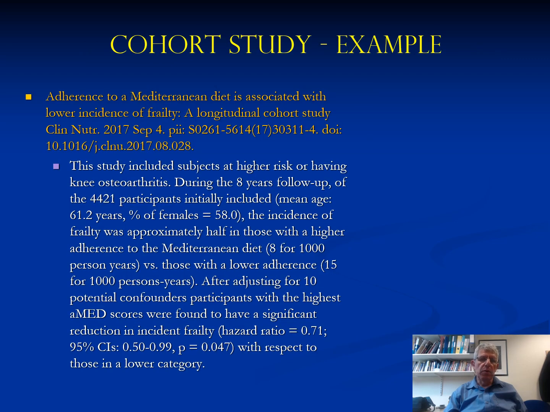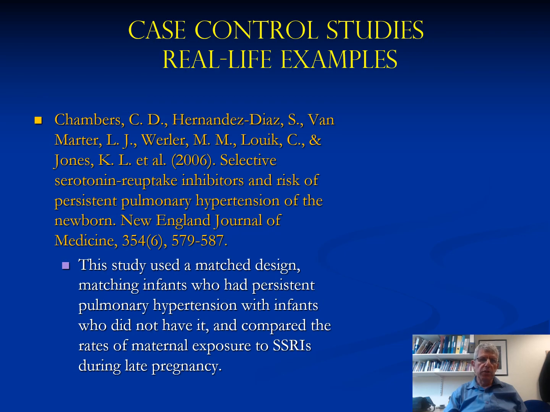Here is an example of a cohort study, and it's called Adherence to a Mediterranean Diet is Associated with Lower Incidence of Frailty, a longitudinal cohort study. Basically, they looked at low or high adherence to a Mediterranean diet and whether this was associated with the later development of frailty. And they found that participants with the highest Mediterranean diet scores were found to have a significant reduction in incident frailty. And here is an example of a case control study.